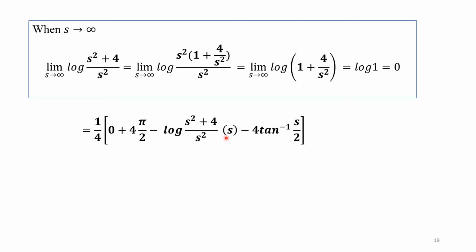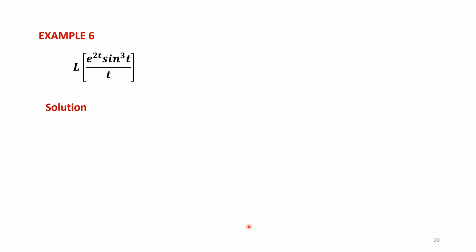Then applying the lower limit as minus of when s is equal to s. We can take 1 by 4 inside the bracket. So we will get pi by 2 minus 1 by 4 s into log of s square plus 4 upon s square. Again, this 4 and 4 will get cancelled. Tan inverse of s by 2. So this is the derivative. This is the Laplace transform of sine squared t by t square.